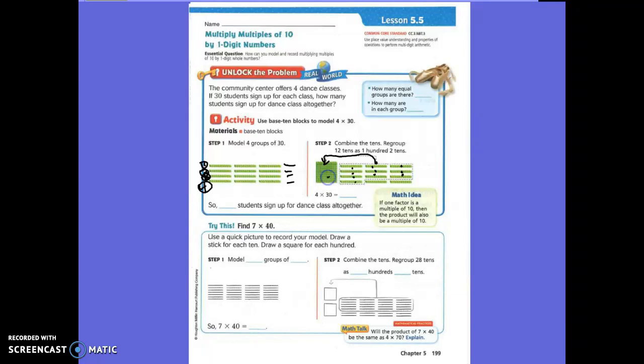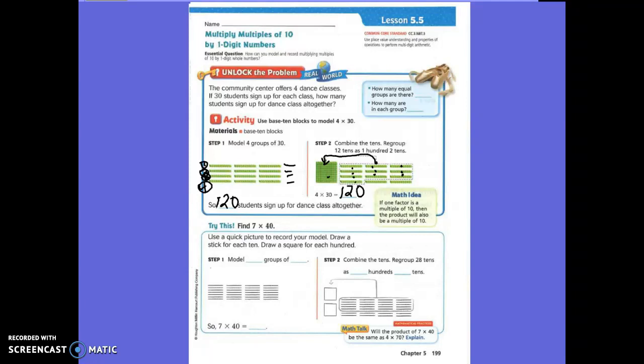So you had 100, but then how many 10s do you have left over, guys? 20. 2 10s, which is 20. So what's 100 plus 20? 120. Okay, so 4 times 30 is? 120. So how many students signed up for dance class altogether? 120. Okay, so you could do your math like that, showing a picture.